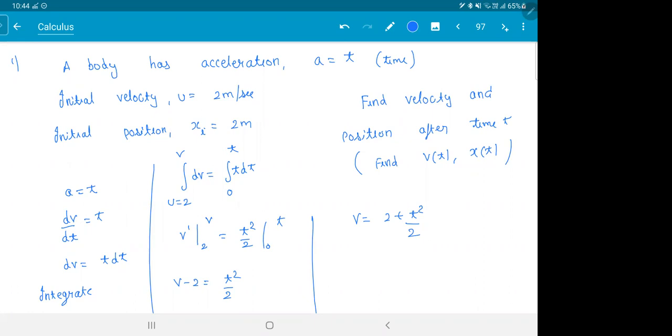Now, from here, find the position. How do you find position? I'll just tell you. V is what? dx by dt. Same story. Now send dt that side and again integrate. You try. I'll give you another 2 minutes.